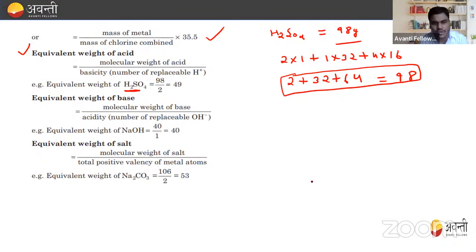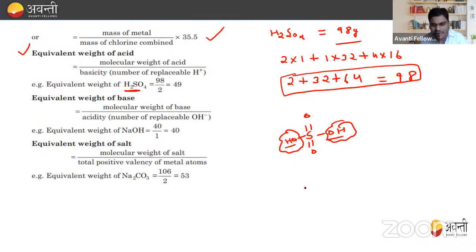Just by drawing the structure of H2SO4. In our 11th class, in chemical bonding, we used to draw the Lewis dot structure for a molecule. Just like that, if I draw the structure of H2SO4, it consists of S double bonded to O, and OH and OH. So it has two replaceable H plus, so its basicity is two. That is, there are two OH groups. If there are three OH groups, then the basicity becomes three.